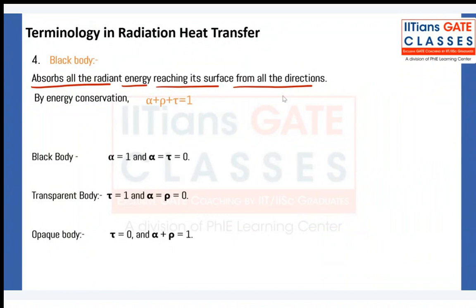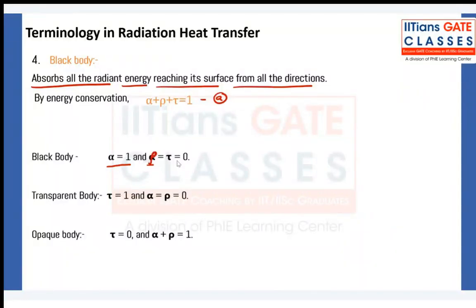So by energy conservation, this is what we know already. Now I am saying it is absorbing everything. That means for a black body, it is already written here: absorptivity is equal to 1. Then by this definition, reflexivity and transmissivity will be 0. Okay?